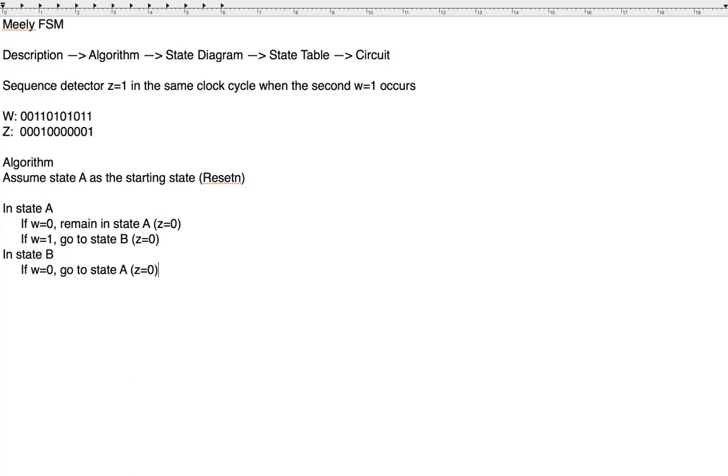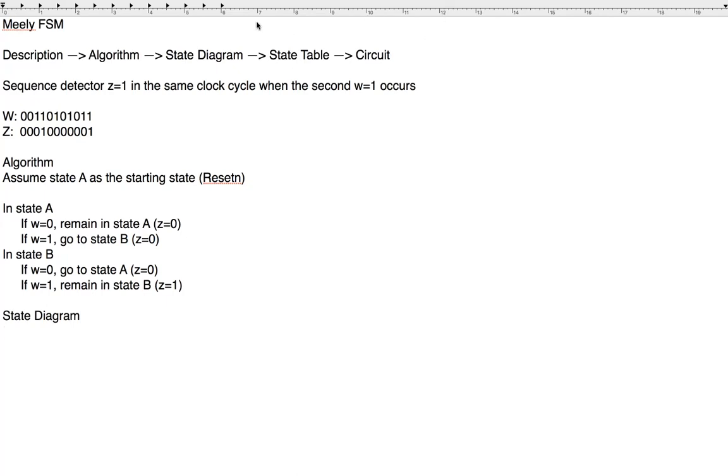However, if W is equal to 1 here, remain in state B. And that would mean Z is equal to 1 because you had a 1 here and you had a 1 here. 2 ones in a row, that causes the output to automatically be 1. Okay, we only needed 2 states. So that was very nice. So now let's do our state diagram here.